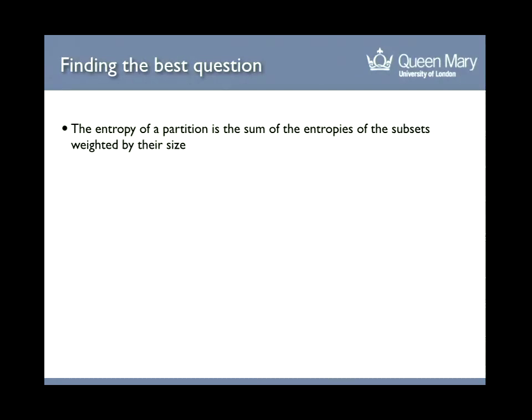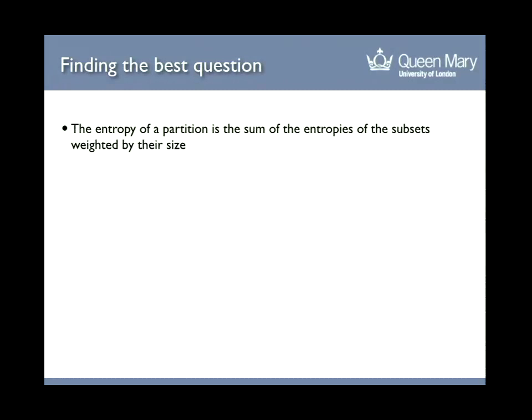So if you think about it, if we had 100 examples, and we asked a question which separated 99 into one subset and 1 into the other subset, well, the 1 in the other subset, of course, only has one class label, so it's perfectly classified, but we haven't really got much closer to classifying the other 99 by taking this one example out. So it only gives us a very small improvement, even though the entropy of that single example goes down to 0, it doesn't help us very much on the whole.